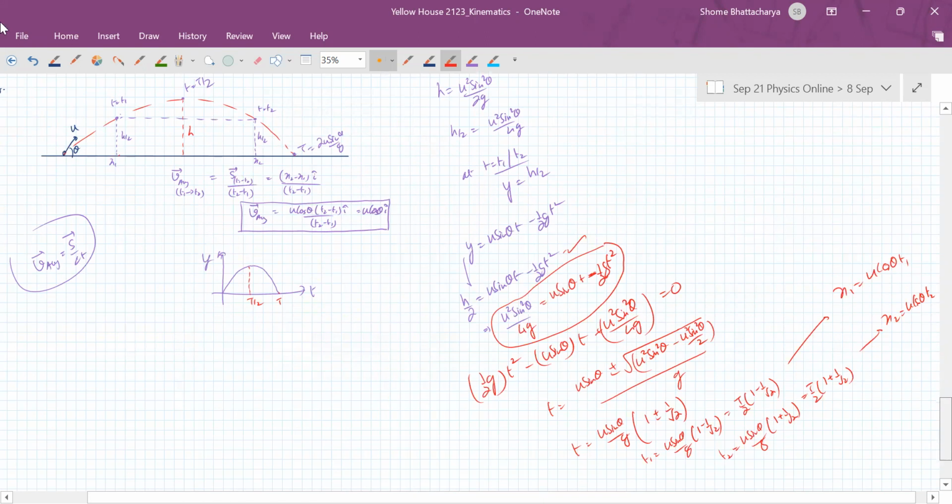But suppose we were calculating the average velocity between this time t1 and the total time of flight T, then we could not have relied on this method alone. We'd have to calculate. Okay. Understood? Yes, sir. Yes, sir.